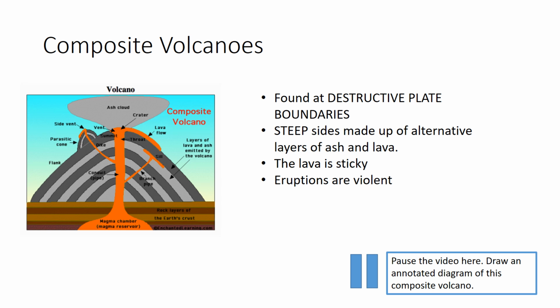Composite volcanoes have steep sides and are made up of alternative layers of ash and lava. The lava that comes out of this volcano is sticky, so it doesn't flow very far, and it's also very acidic. Eruptions from a composite volcano can be very violent, expelling steam, ash, lava and rock, but thankfully they don't happen very often.